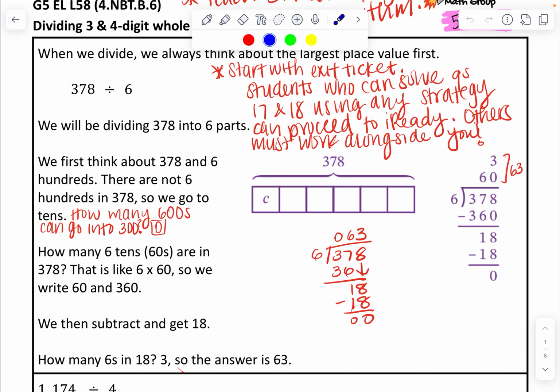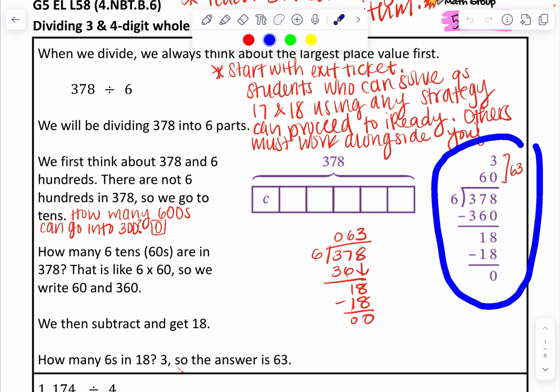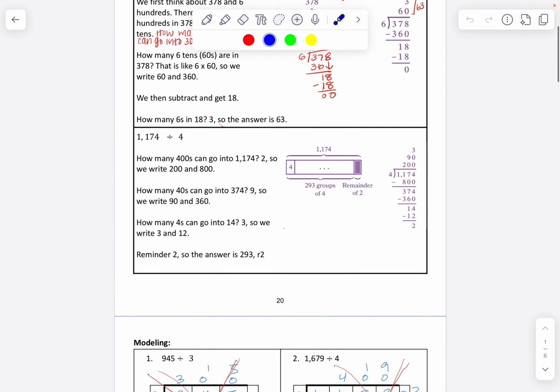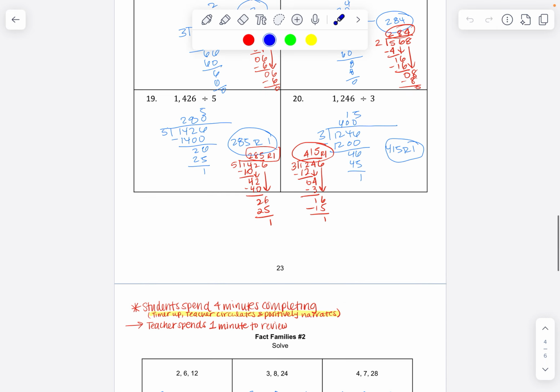This is going to be important because in a few days, students are going to take their iReady Elevate quiz, and it does have a question that looks like this, and it's asking students, what is the quotient? And students have to be able to know that 60 plus 3 gives me 63, so my quotient is 63, okay? From there, have students jump into their exit ticket.